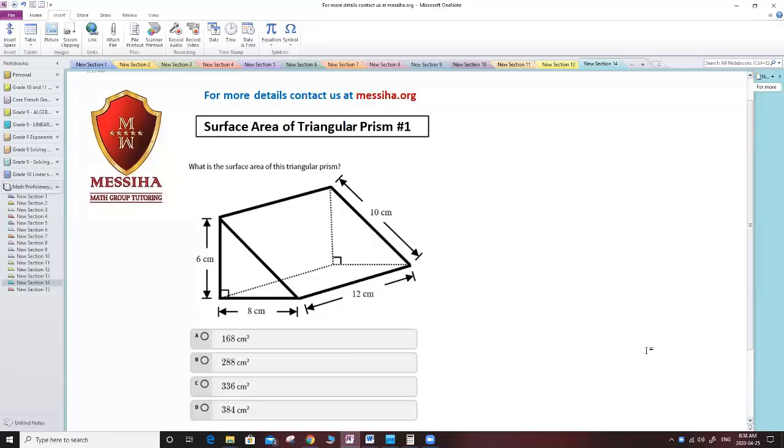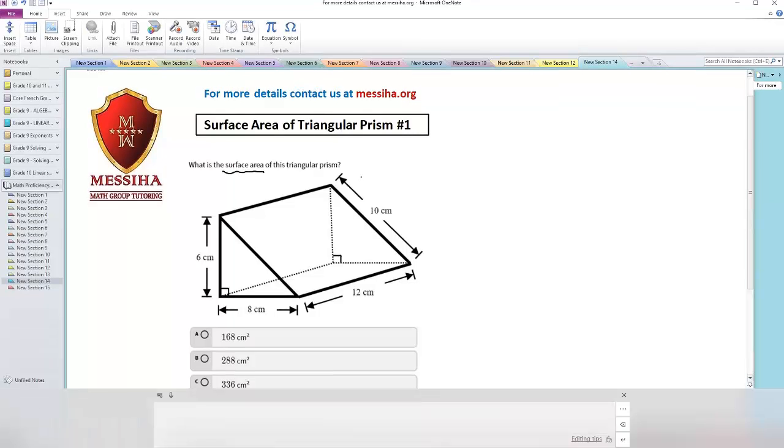My dear teachers, this problem is about surface area, but this time it's with a triangular prism, as you can see. What is the surface area? Again, the question is about the surface area of the triangular prism. So again, I want to remind you about the surface area.